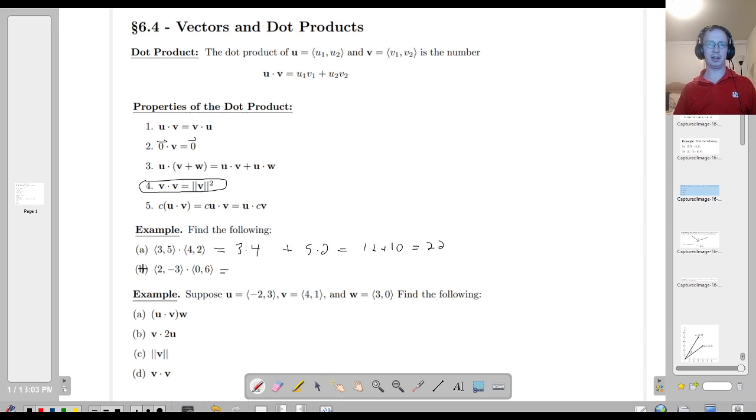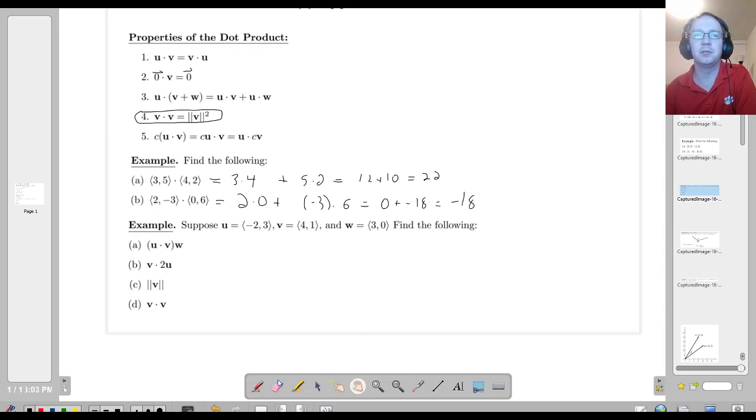Similarly on this guy, take the x components and multiply together. Take the y components and multiply them together. That's 0 plus negative 18. Getting negative 18. So dot products are pretty straightforward to calculate. Just remember you're going to get a number for your answer, not a vector.